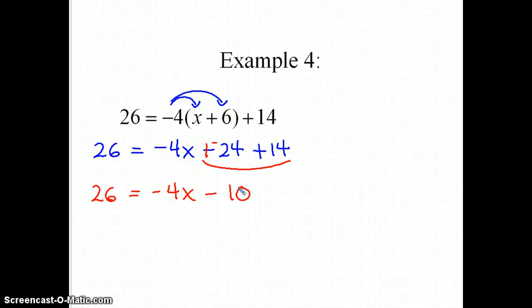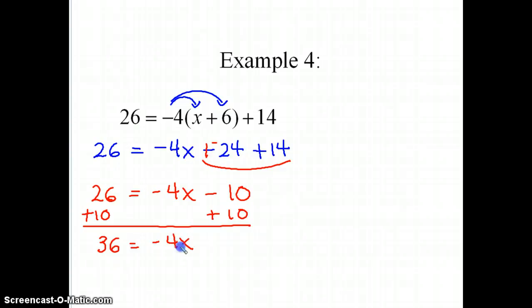In order to eliminate the negative 10, I'm going to add 10 to both sides. When I add 10 to both sides, I end up with 36 is equal to negative 4x. I now divide by negative 4 on both sides. My final answer is x is equal to negative 9.